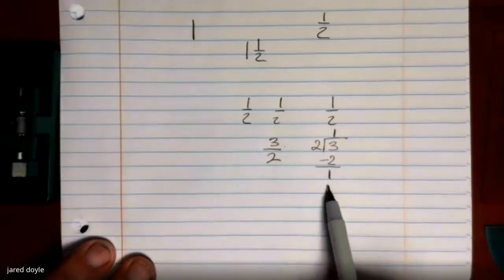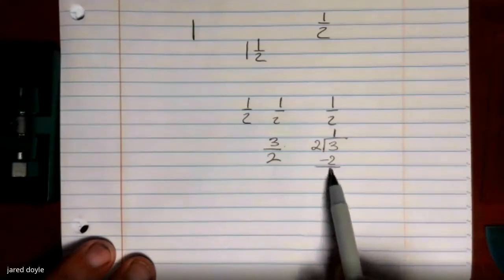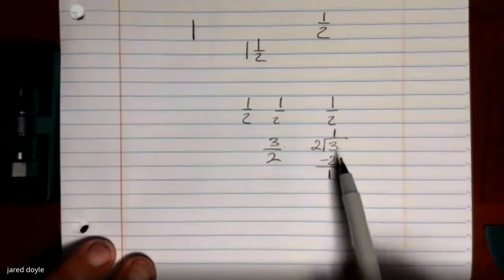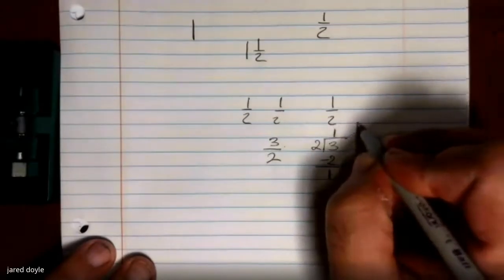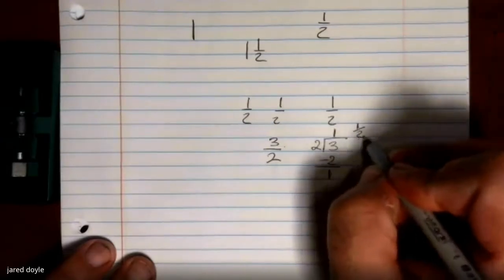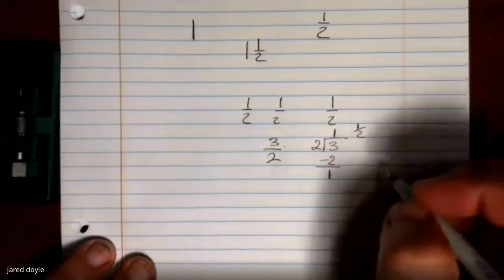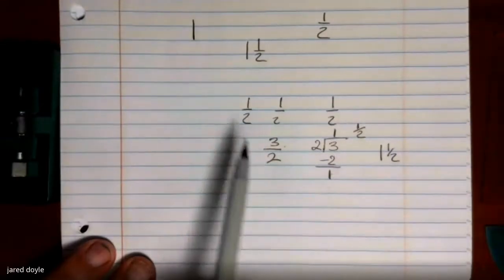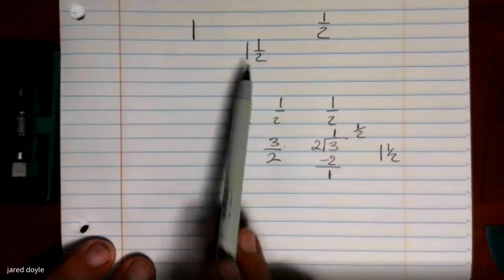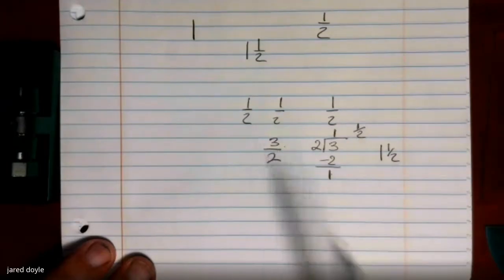2 does not go into 1. So we have a part that's not a whole. We don't have an entire 2 here for this to go into. So we have 1 left over, and it's 1 of the 2. So it's 1.5. And that's what we said at the very beginning, that 1.5 is equal to 3/2.